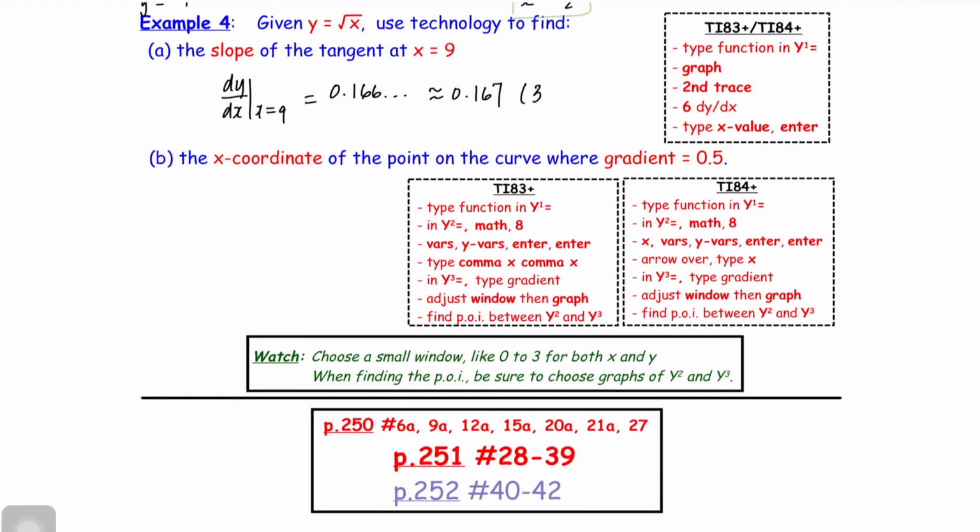Next, we're going to take a look at part B of this example. It says we're going to look for the x-coordinate of the point on the curve where the gradient is equal to 0.5. We're going to look at how this can be done on your graphing calculator. Type in the function square root of x into y1. This is your original function, which we already have. And then in y2, we're going to graph the derivative of square root of x.